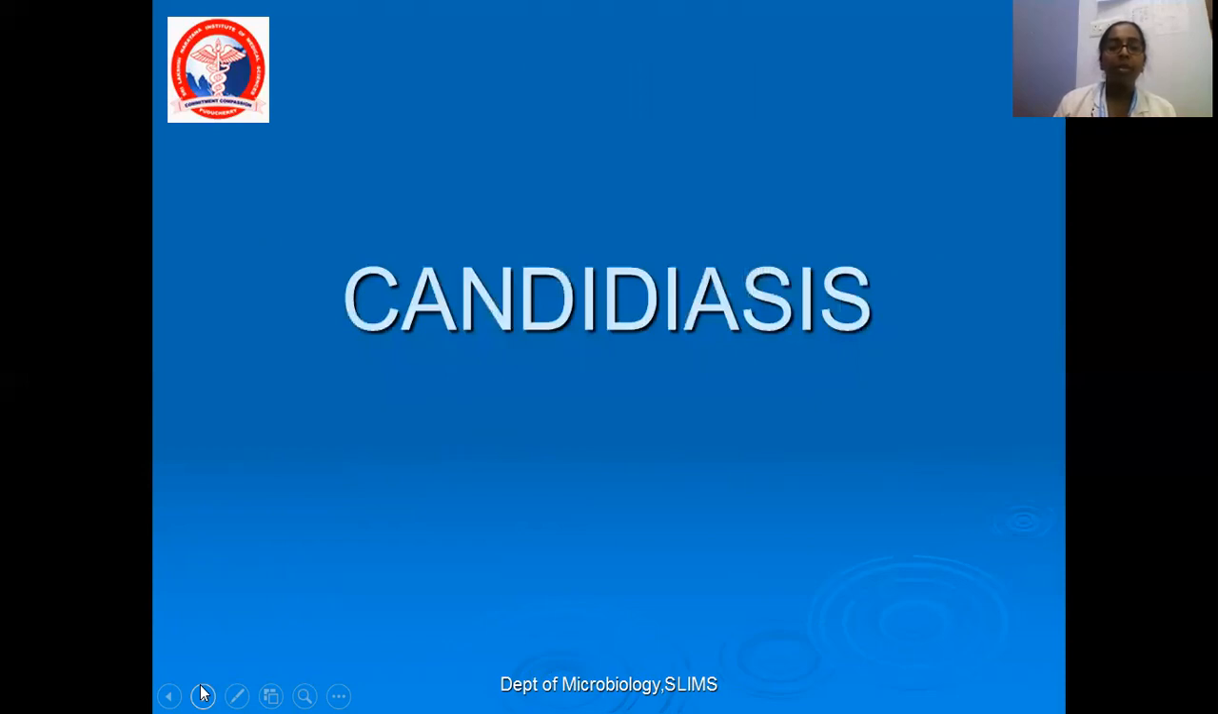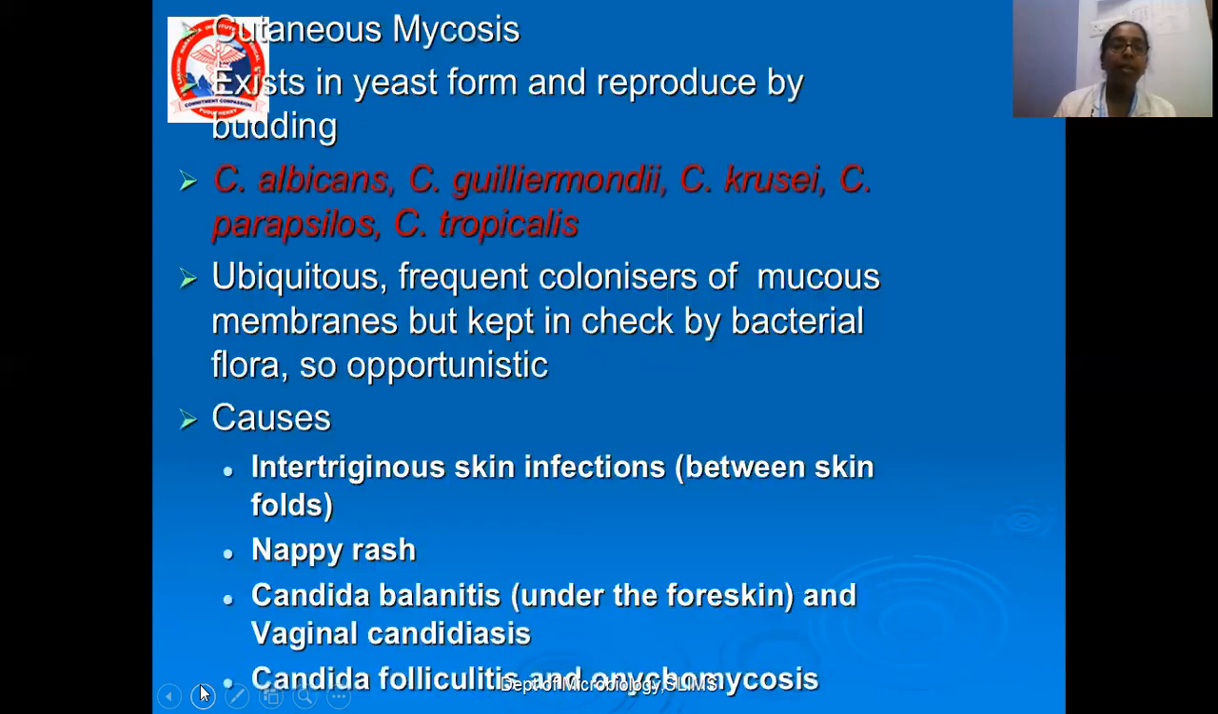So far we saw the surface and cutaneous skin infections. Surface infections include black piedra, white piedra, and Malassezia furfur, that is pityriasis versicolor, and the superficial fungal infection is mostly caused by the dermatophytes. So next, coming to the other infections, which include candidiasis.